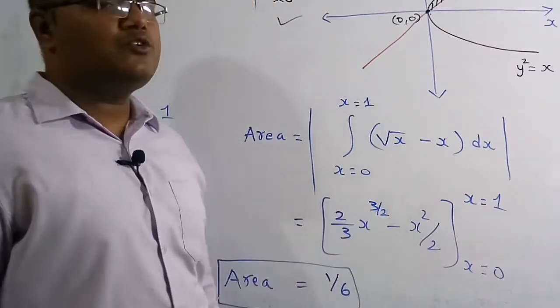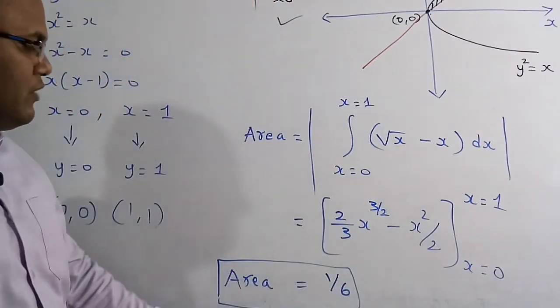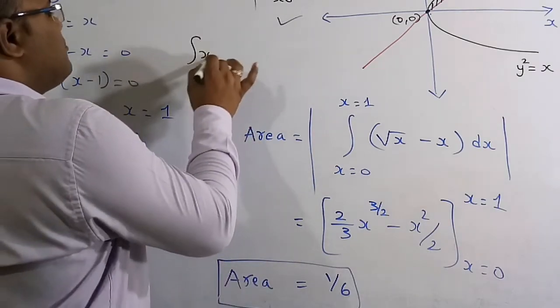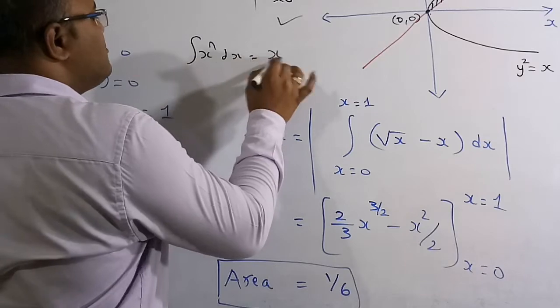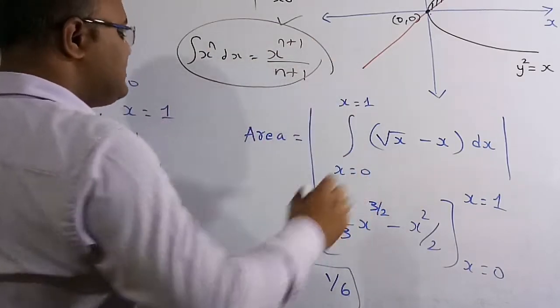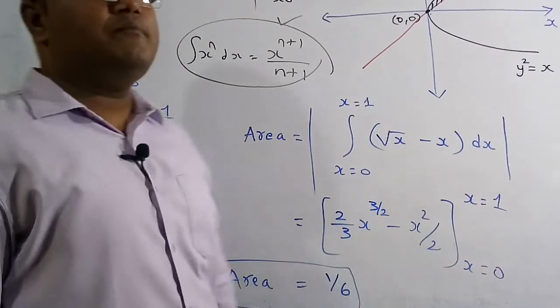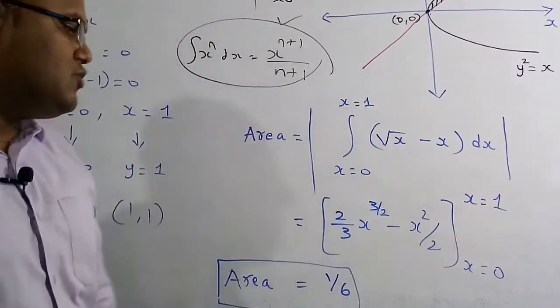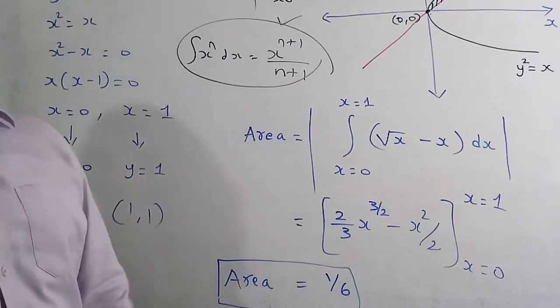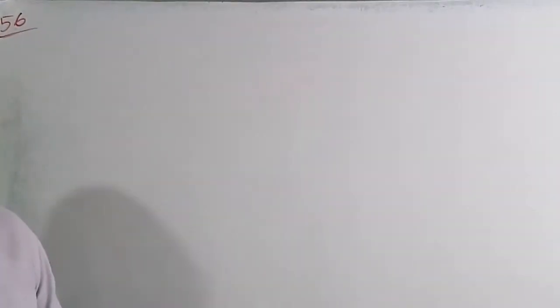So upper limit minus lower limit, if you solve this one, finally you are going to get area is equal to 1 by 6. The basic integration of x to the power of n dx is equal to x to the power of n plus 1 by n plus 1. So by using this formula, we have done the integration, and if you substitute the upper limit minus lower limit, finally you are going to get the answer as 1 by 6 square units is the correct solution of this question. So now we are going to solve the 56th question.